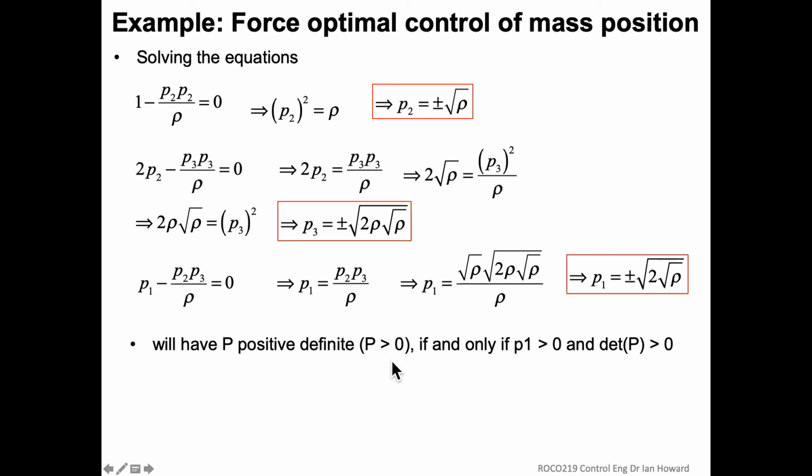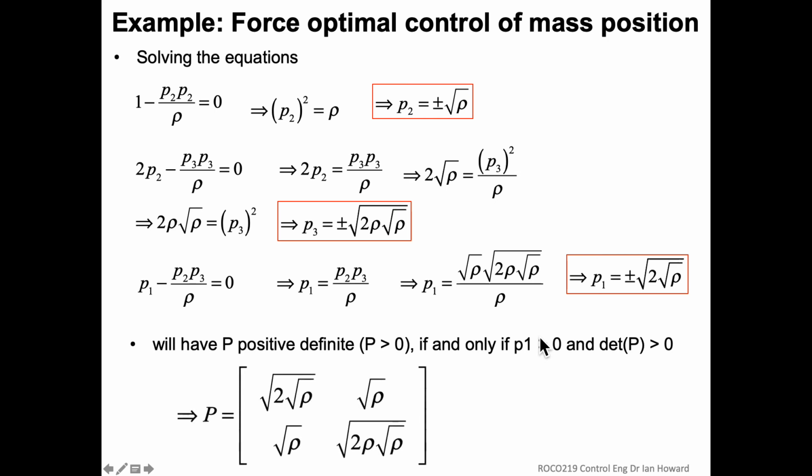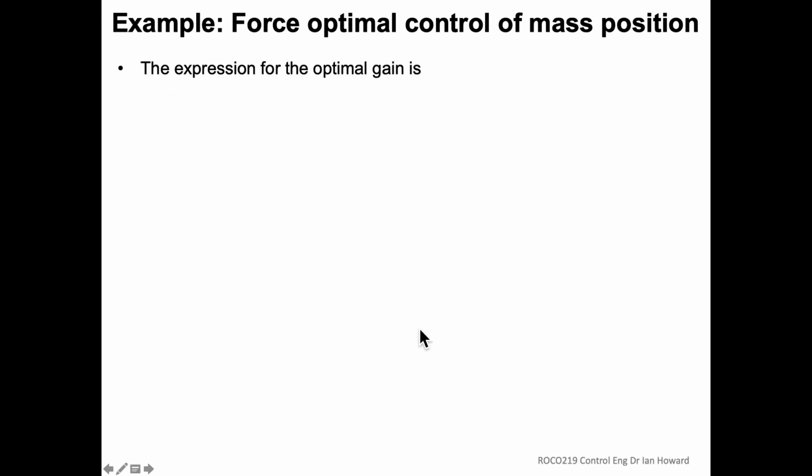P is positive definite, so we only want positive solutions. And that basically means you get positive solutions when we've got square roots. We only want the positive one. We end up with a P matrix that looks like this.